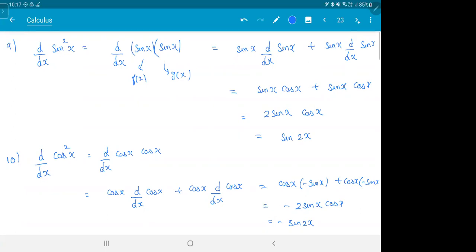Take it out. Ask me if you're confused anywhere. Because in the exam, options will be like this only, sin 2x, cos 2x. They won't give you in terms of 2 sin x cos x. Any doubts on this? Turn the page.